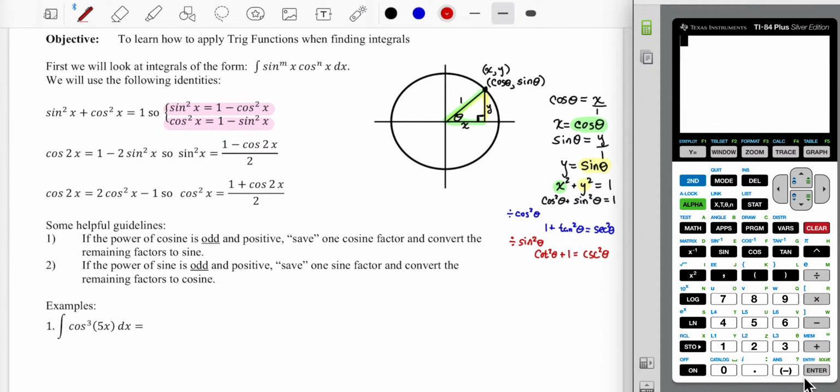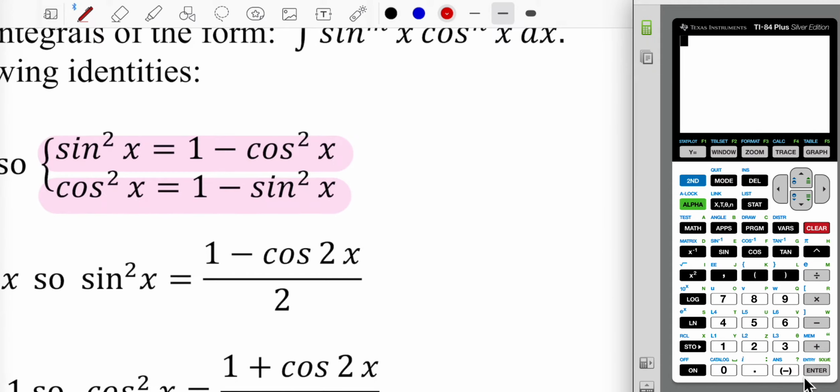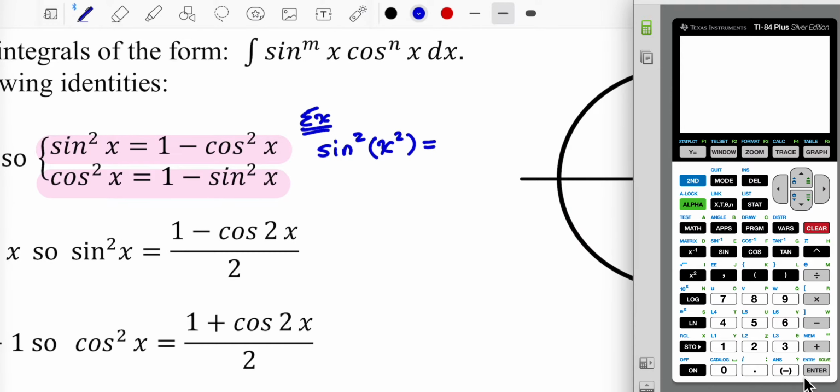All right, so just because these say x in the rules doesn't mean necessarily that it only works when the argument or the reference angle is x. It's really anything that follows this form is going to be a true sentence. So for example, if I were to say sine squared of x squared, by this relation, we should end up with 1 minus cosine squared of x squared.